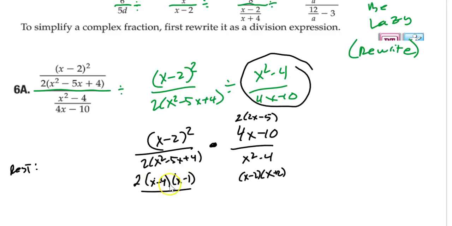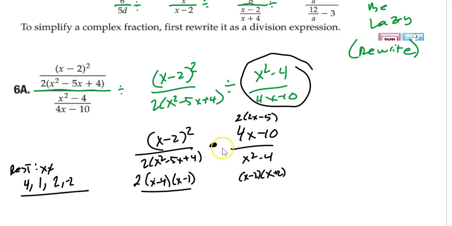I can find my restrictions. It's whatever makes the bottom 0. 2 doesn't have an x, so that's nothing. 4, 1, 2, and negative 2. Those are my restrictions from that, and that. Right? Now our favorite part.